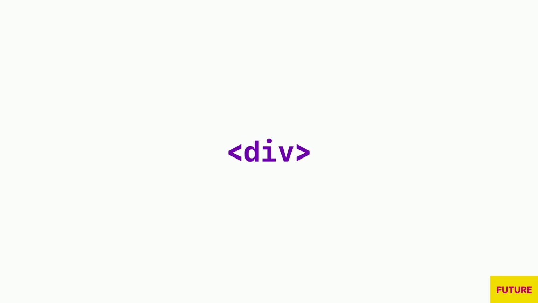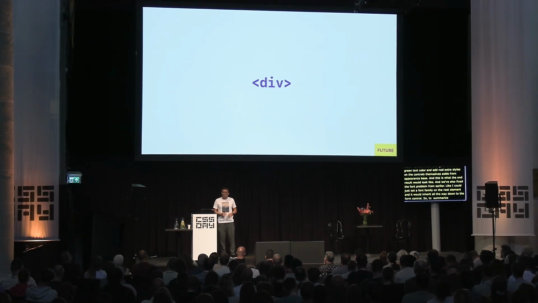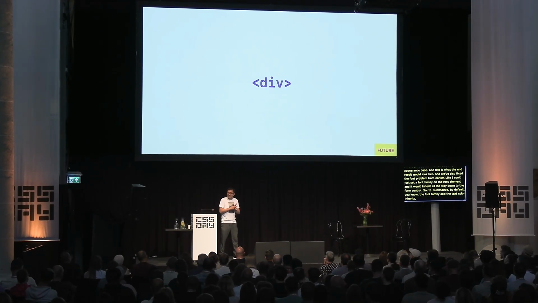So to summarize, by default, the font family and the text color inherit. There's a transparent background, and this is exactly the same as styling a plain div. Styling a form control should just be as simple. It shouldn't be a magical box.